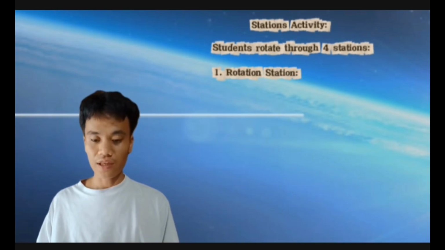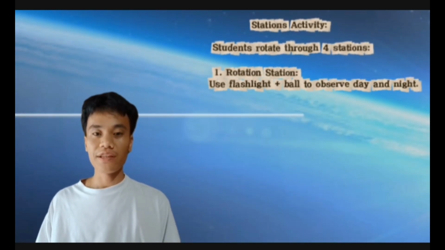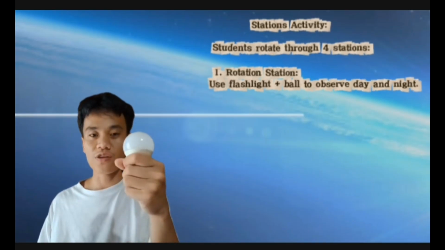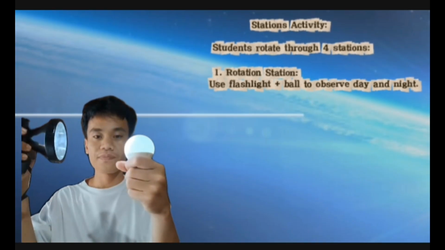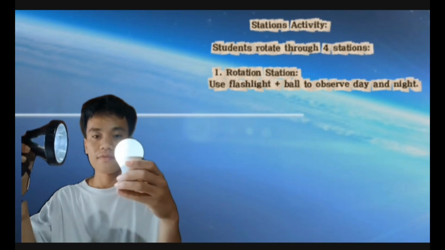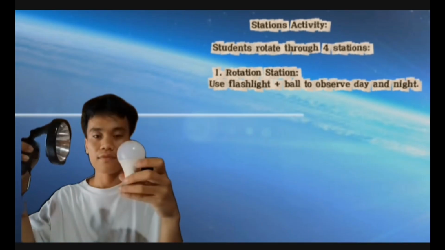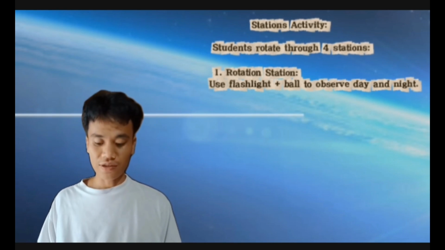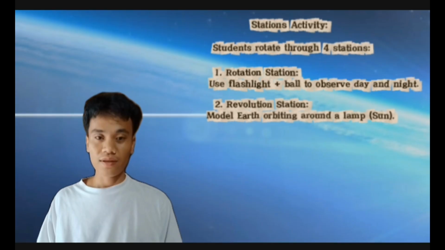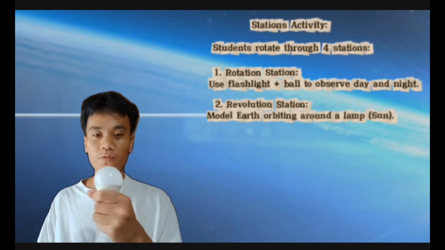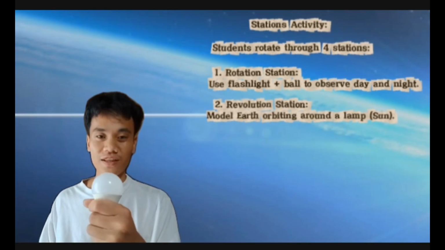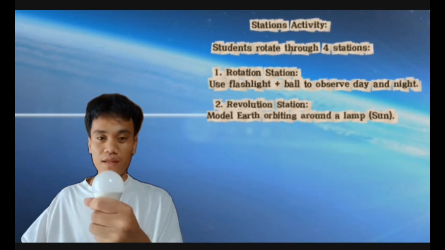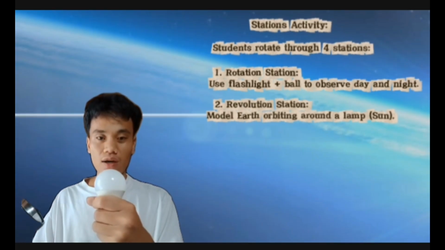station. In the rotation station, we only observe day and night. For example, this is the Earth and this is the Sun. That's the rotation station. The next is the revolution station. So, for example, this is the Earth, and this is the Sun, or this is the Sun, and this is the Earth. So the Earth rotates around the Sun, or revolves around the Sun.